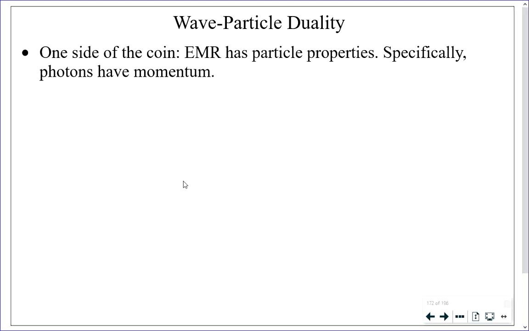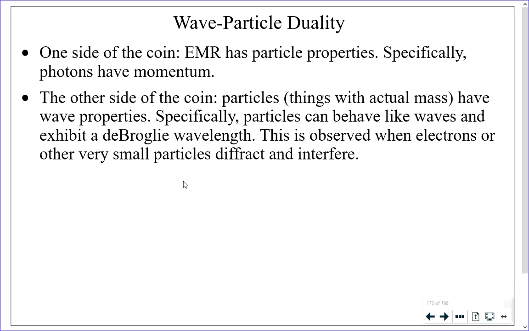So one side of the wave-particle duality coin says that electromagnetic radiation, which is typically thought of as waves, behaves like particles. The specific point here, though, is that photons not only behave like a particle in that they are bundled together like a particle, but they actually have momentum, which is traditionally thought of as a particle property. The other side of the coin is that particles, true particles, pebbles, electrons, protons, alpha particles, behave like waves.